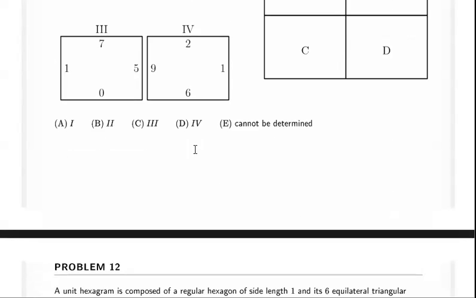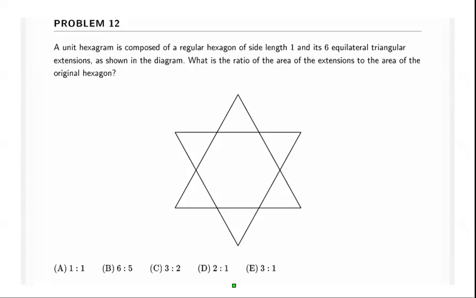So that was number 11. Okay, so we are given a unit hexagram, right? It's composed of a regular hexagon. Regular means all the sides are equal as well as the interior or exterior angles. So the side length of 1 and 6 equilateral triangle extensions. So what we are told, like this side is 1, and then this is also 1. So all these guys are 1s, right? And you can continue.